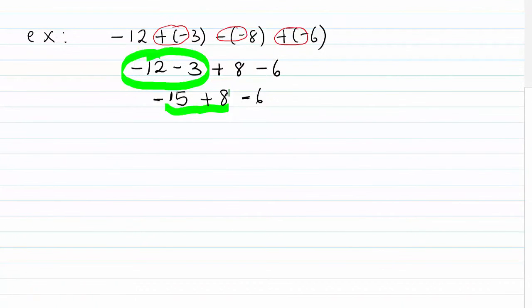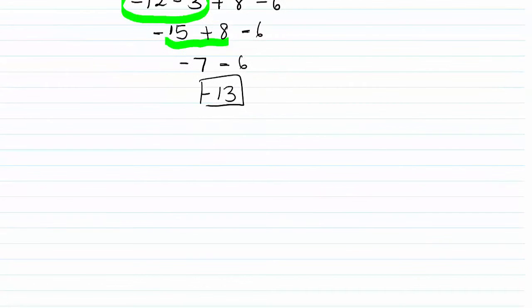Since the signs are different, I will subtract. So 8 from 15, that is 7. And I take the sign of the larger, which is a negative. And I bring down my minus 6. And now my signs are the same, so I keep the sign and I add the numbers 7 and 6, and that becomes 13. And here is my final result.